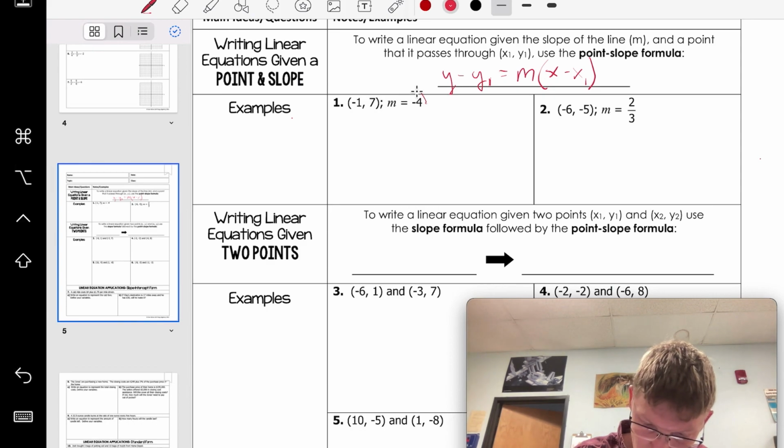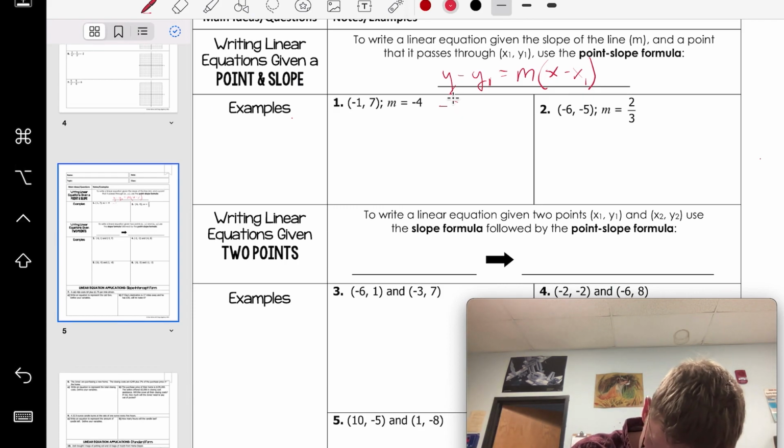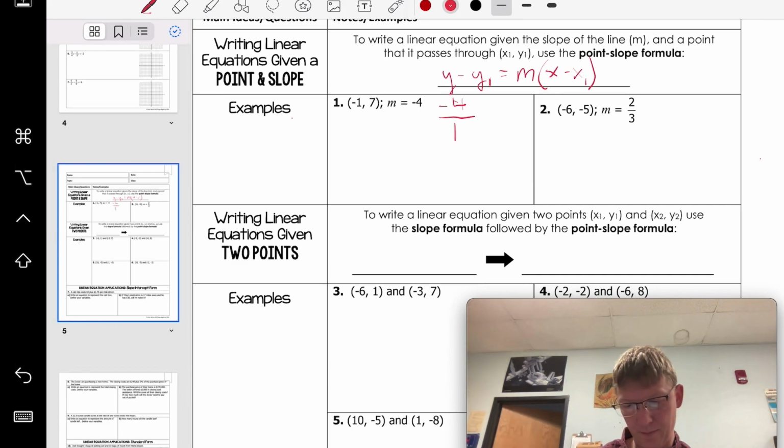So m equals -4. Just to put that in perspective, if you're doing rise over run, that is the same as -4 over 1. So just something to keep in mind if you're ever dealing with slope and you have to figure out what a whole number means. Anyway, all we do is take this information and plug it into our equation.